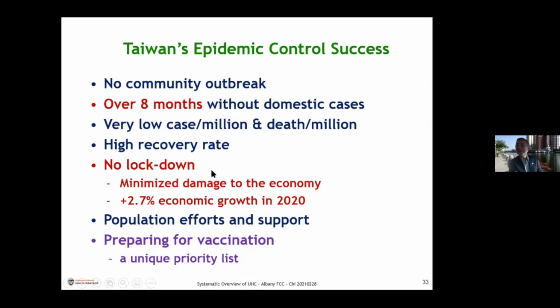And everything remained open. I really envy my colleagues in Taiwan that they always teach in-person classes. They get to go to in-person conferences or give in-person seminars. And that minimized the damage to the economy. At the end of last year, Taiwan had one of the world's highest economic growth rates, positive 2.7%. The vast majority of countries, including the US, suffered negative economic growth last year because of the pandemic. And that's a population effort and support.